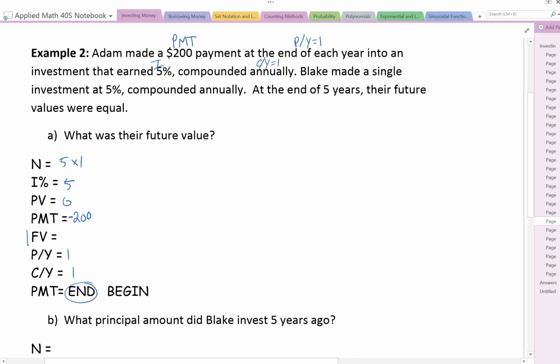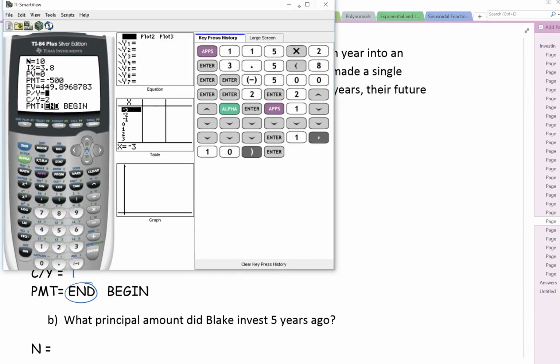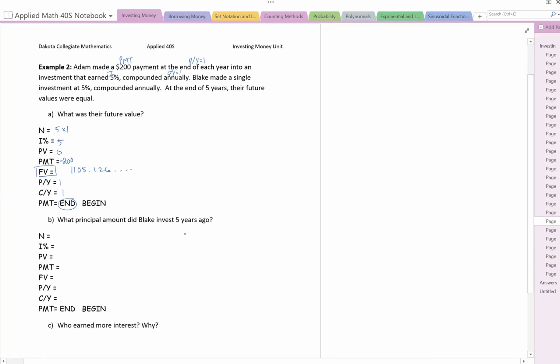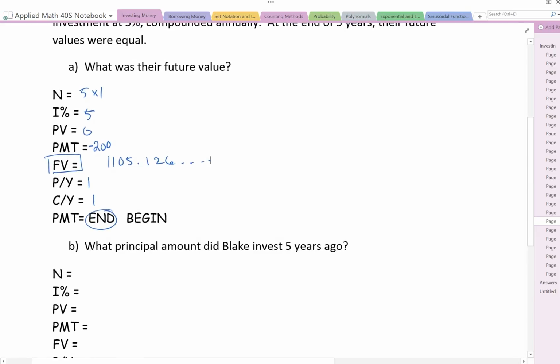So once we do this, we can find our future value. You can go ahead and do that. I'm not going to punch that in again. You go ahead and do that, and you can see that we would get 1105.126 and so on. Okay? So that means for this question, this is Adam we're figuring out, he earns $1,105.13.